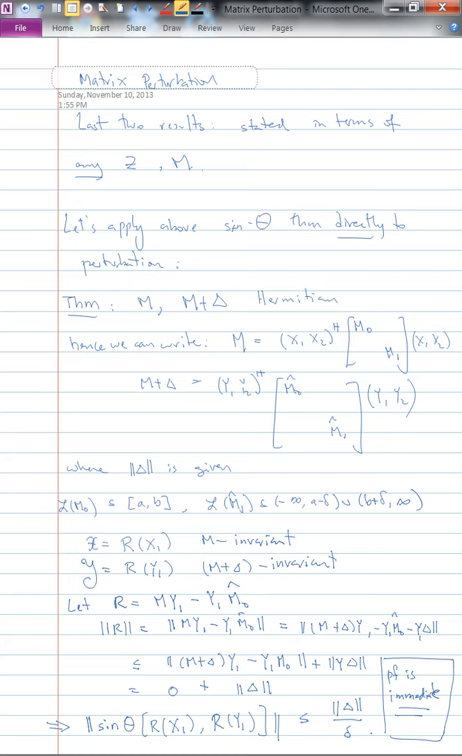So this essentially concludes the main results that we're going to give on matrix perturbation for now, and we'll be able to apply this directly to our spectral clustering.